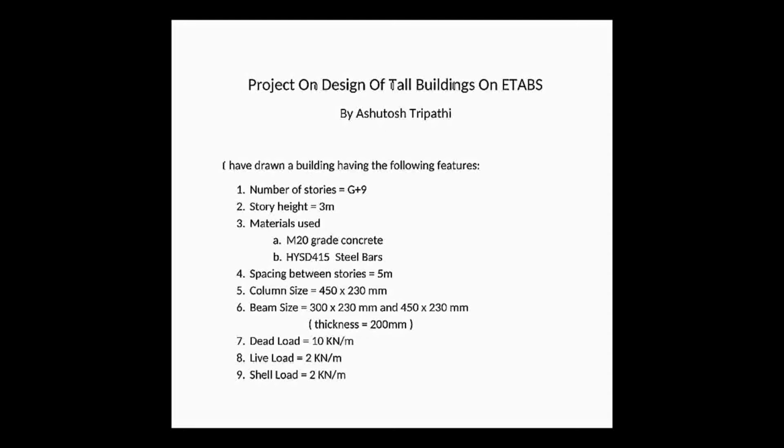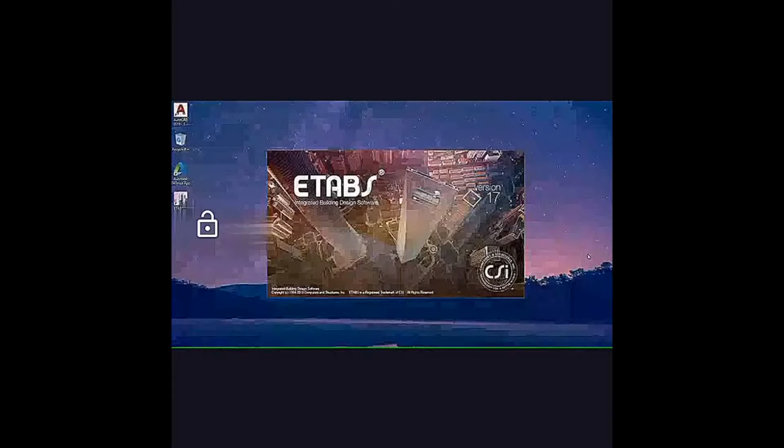Spacing between stories as 5 meter, column size as 450 into 230 mm, beam size is equal to 330 into 230 mm and 450 into 230 mm, and the thickness I have taken as 200 mm. The dead load provided is 10 kN per meter, live load 2 kN per meter, and the shell load as 2 kN per meter. Now open the ETAP software.